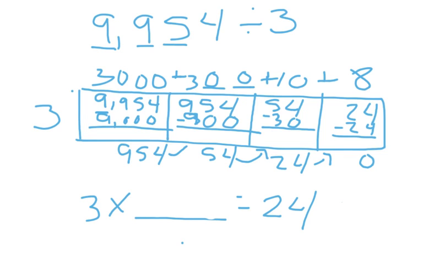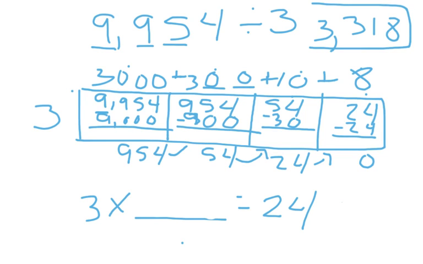So 3 times 3,318. Remember, this is the number written down in expanded form. 3,000 plus 300 plus 10 plus 8 is the number 3,318. So 3 times 3,318 is going to give us 9,954. And that is our answer to that problem.